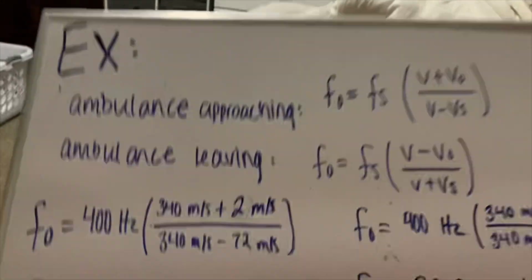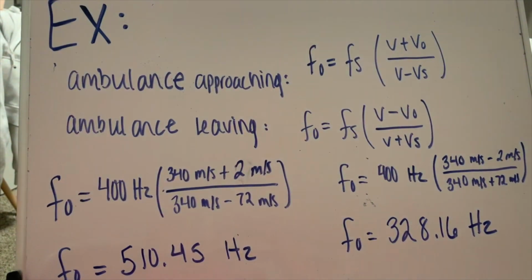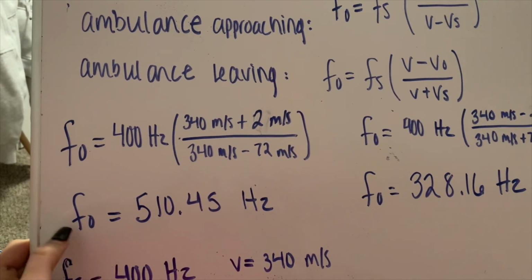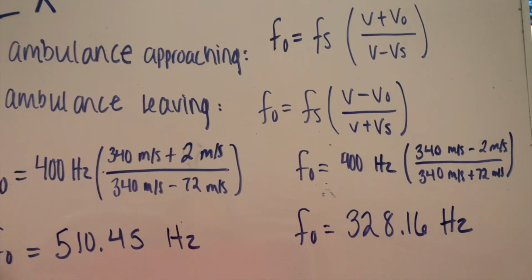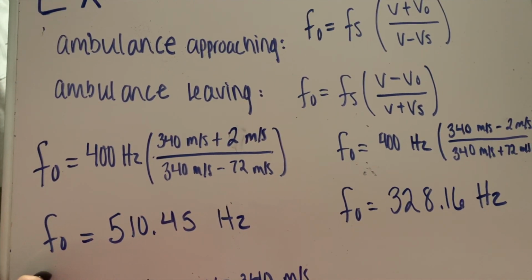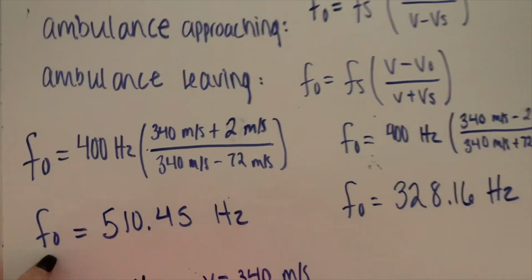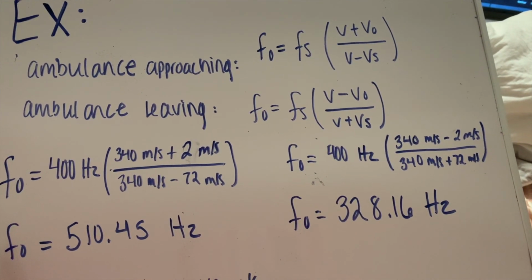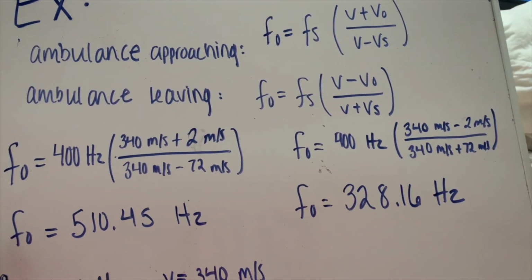Okay, now we plugged our numbers into the equations. For the ambulance approaching, the frequency of the observer was 510.45 hertz. And the frequency of the observer while the ambulance is leaving is 328.16 hertz. This makes sense again, because as the ambulance approaches, the observer and the source get closer, which means the frequency increases. And as the ambulance leaves, the source and the observer get farther away, which makes for a lower frequency.